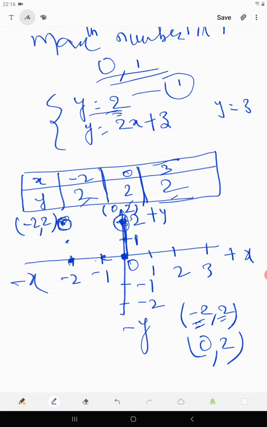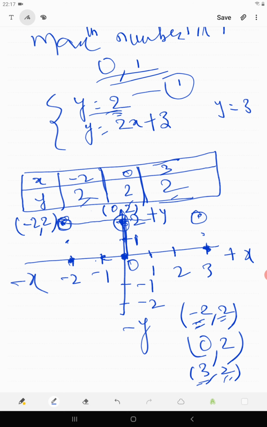Now the third point is 3, 2. 3 is positive, so we need to go to the right hand side: 1, 2, 3. From 3, this is our point 3. X is done. Now y is 2 units, and that is positive, so from 3 we go 2 units up. So this is our 3, 2.